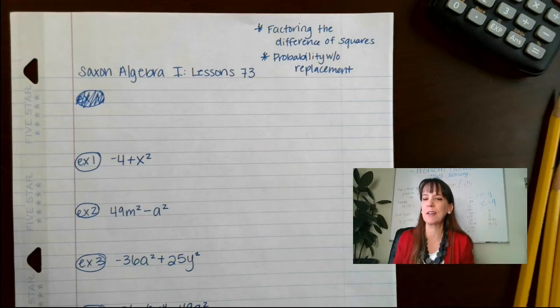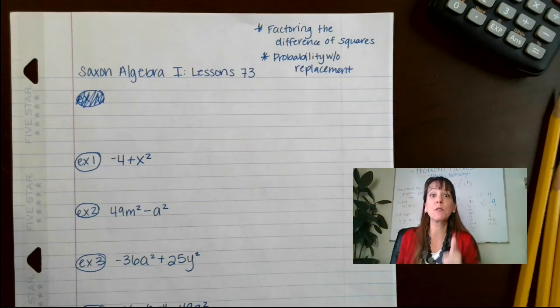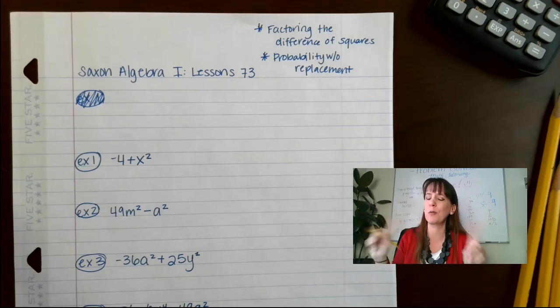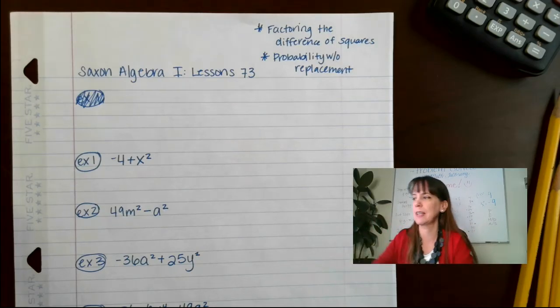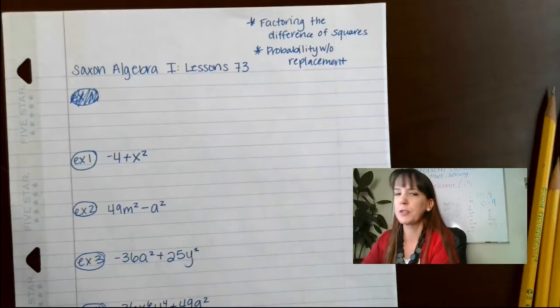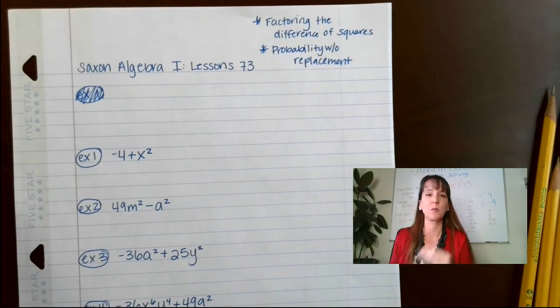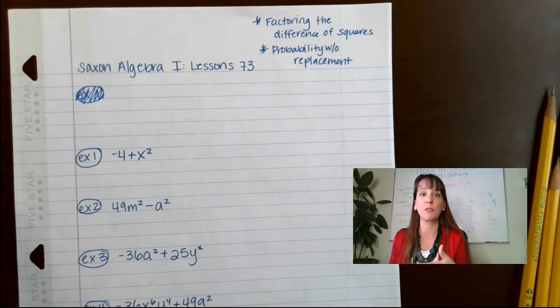Algebra 1, lesson 73. We're on Saxon, 3rd edition, Algebra 1. We're going to talk today about factoring the difference of squares and probability without replacement. Two totally unrelated things, but both are part of this lesson. What we're going to do first is factoring the difference of squares. We've talked a bit about factoring several different situations.